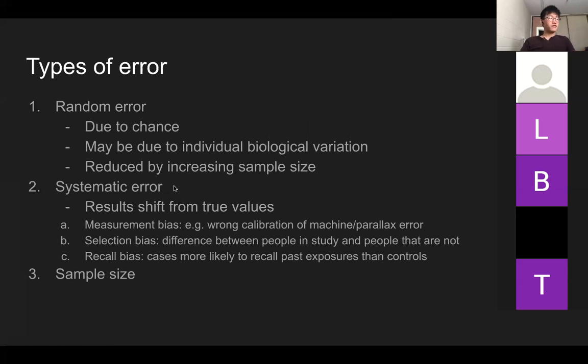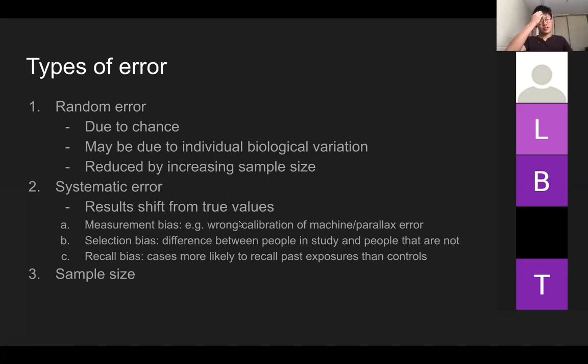Here are your different types of error. You've got random error, which is errors due to chance, and this is reduced by increasing your sample size. So it could just be an anomalous result due to random chance. And again, the bigger your data set, the less random error you'd have. You've got your systematic error, which results from a shift in your true values. This could be things like a measurement bias. So your machine is calibrated wrong, and you're getting constantly wrong results. Say it's overestimating by 0.5 or so.